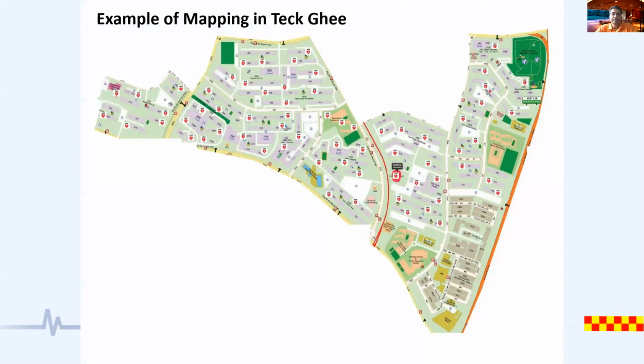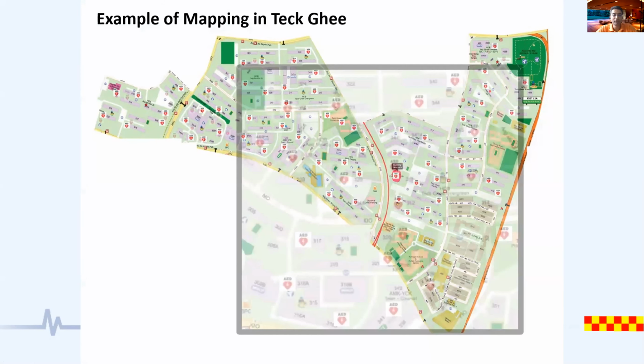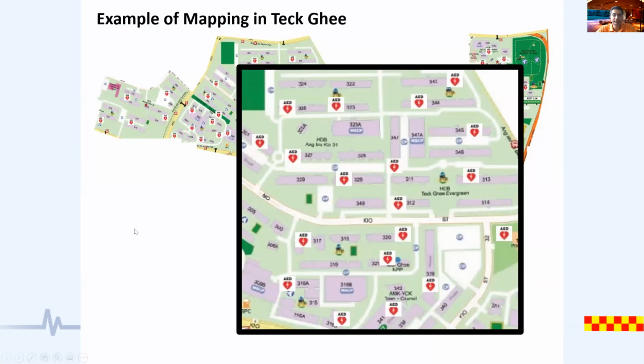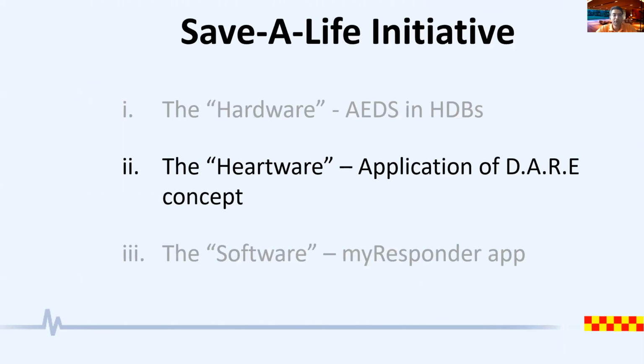We'll see an example. Using a Kaki constituency as an example, this slide shows you how the mapping of one AED in every two HDB blocks looks like. So this is a map, and if you zoom into that map, you actually see that every two blocks, you have one AED. So it is planned in such a way that at least one AED is available per two blocks. This basically wraps up the hardware component of the Save a Life initiative. Let me move into the next initiative.